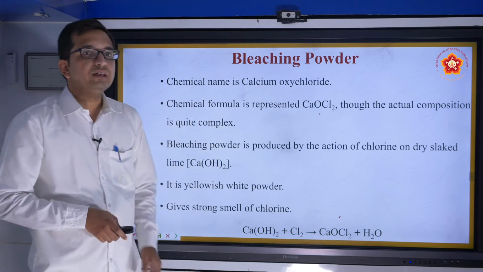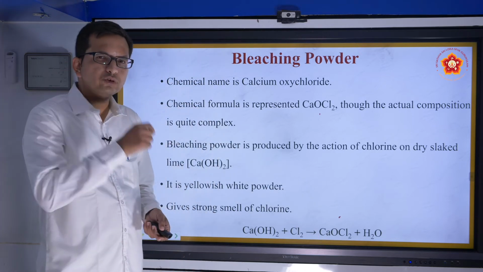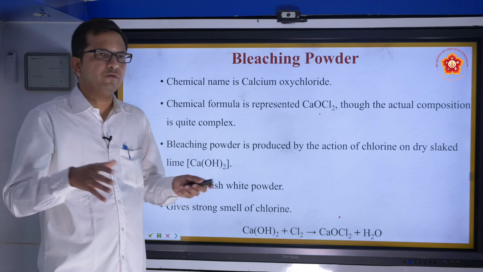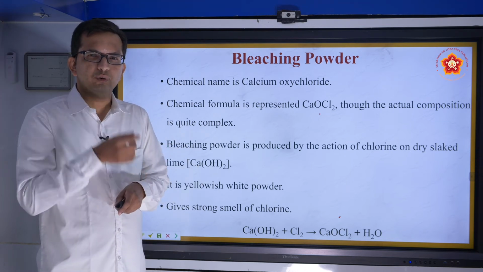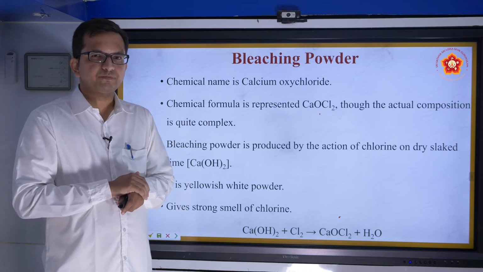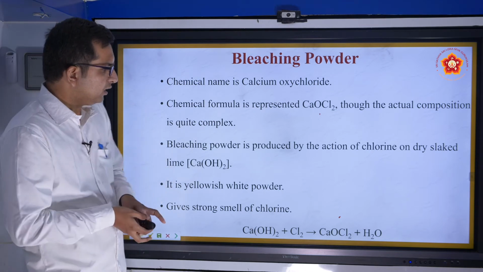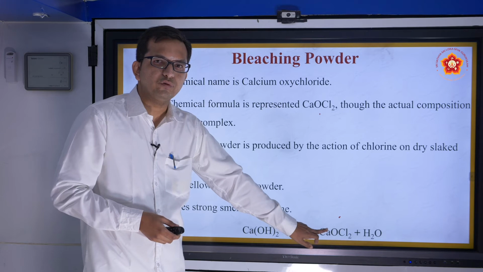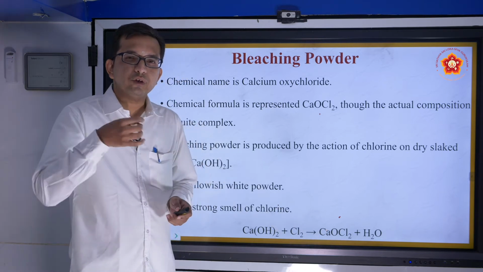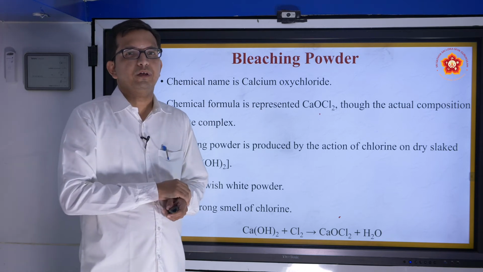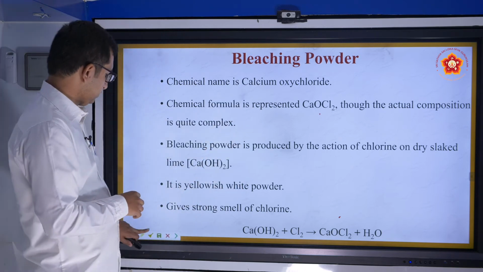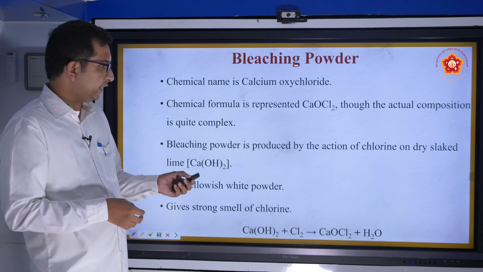Now where do you notice this bleaching powder? Suppose you have used this bleaching powder, especially for cleaning your bathrooms, the moment you put this bleaching powder, you get a very irritating smell. Now what's that irritating smell? When this bleaching powder is used for cleaning purposes, it gives us chlorine gas, and that chlorine gas is irritable in nature. So this is how we use bleaching powder in our day-to-day uses.